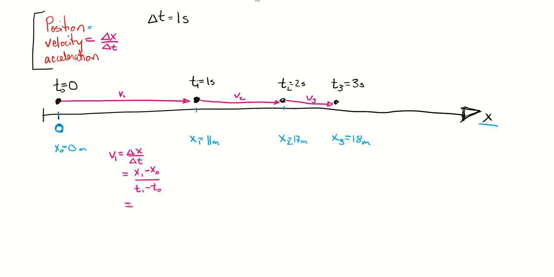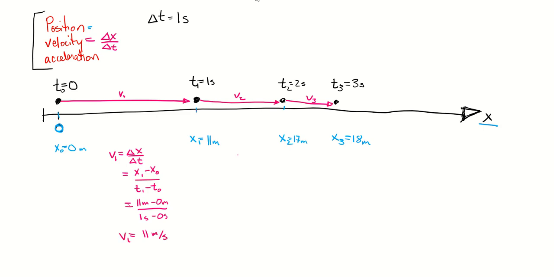And if we plug in the numbers that we have just because we've chosen our reference frame, this is going to be 11 meters minus 0 meters over 1 second minus 0 seconds, or this whole thing ends up being 11 meters per second is what our v1 is.